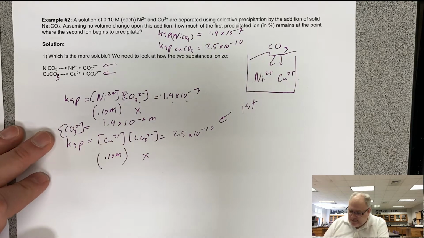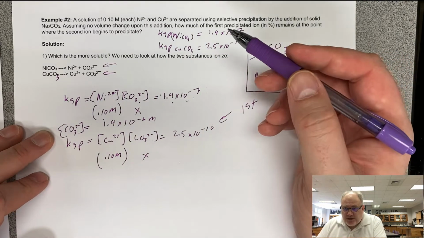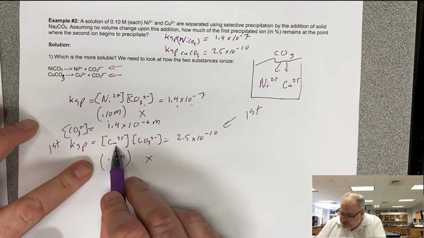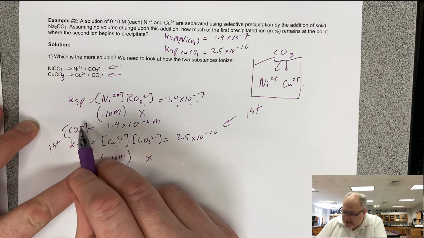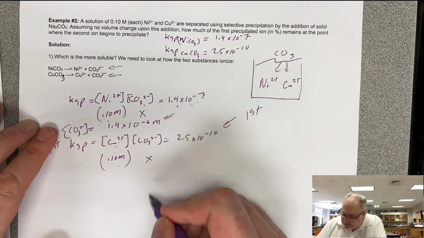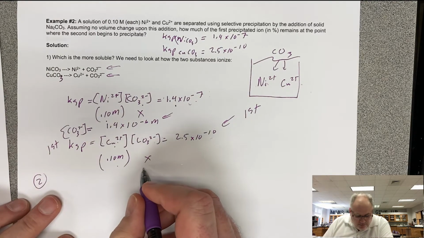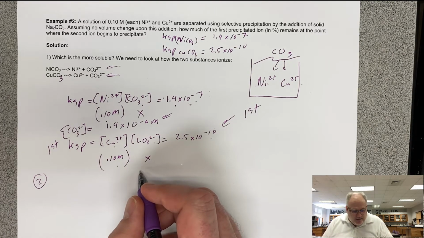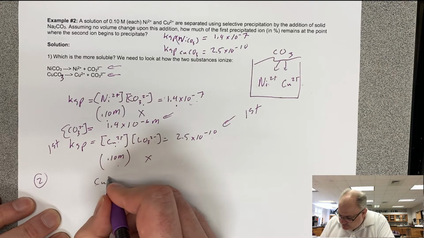Well, they're asking us in this problem, how much of the first thing do we have left? And since this precipitates out first, how much of this Cu2+, we start off with a 0.10, how much of that is left when the second thing starts precipitating out with this amount? So for the second part of this problem, we can actually plug the numbers in, in the same exact equation right here, our Cu2+.